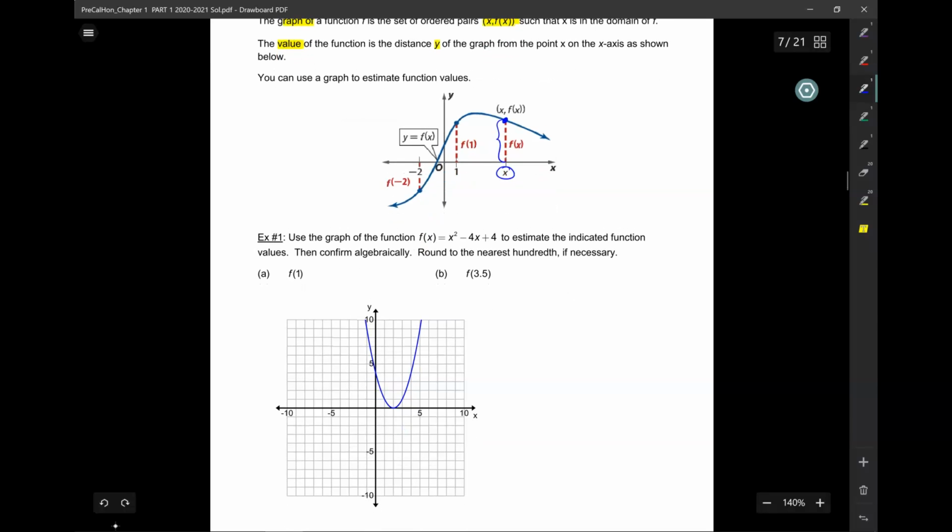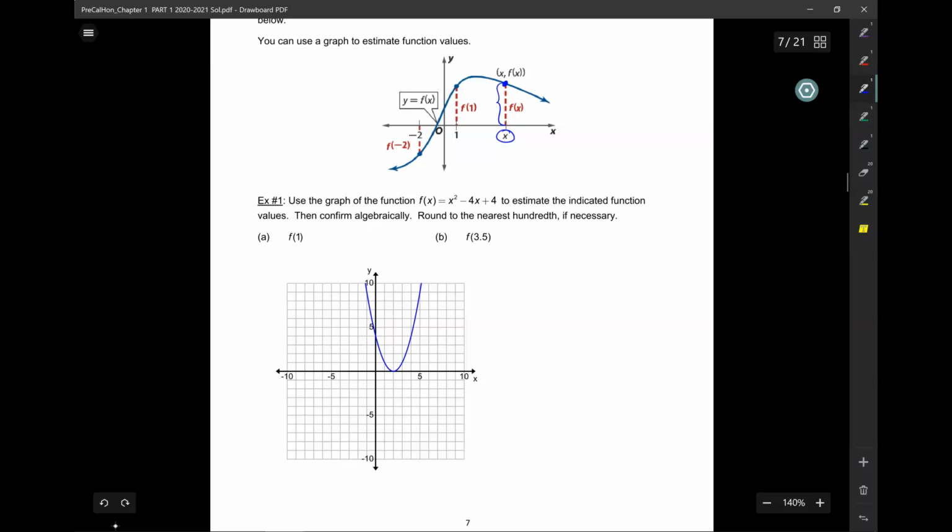All right, let's take a look at this example here. We have the graph of this function f of x, which is a quadratic function, so it gives us a parabola. First we want to find f of 1, then f of 3.5 from the graph, and then confirm algebraically. If I do f of 1, 1 is the x value. I go to x equals 1, and if I move up to where the graph is, that's at y equals 1. So I say f of 1 is equal to 1.